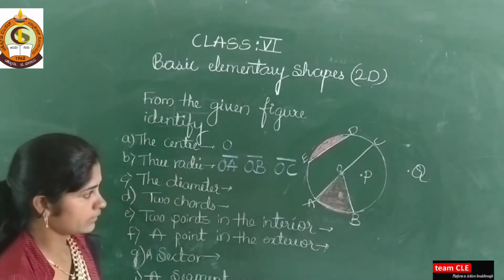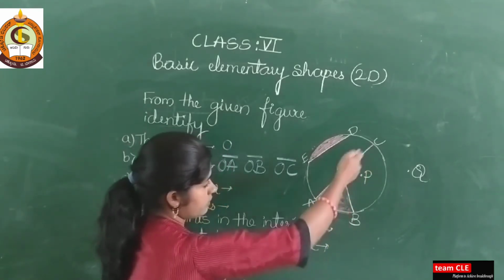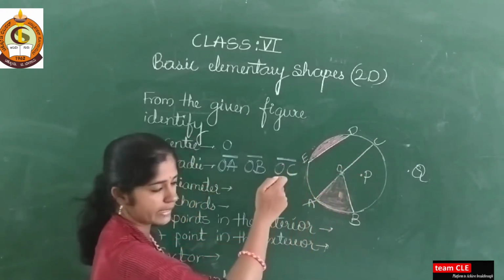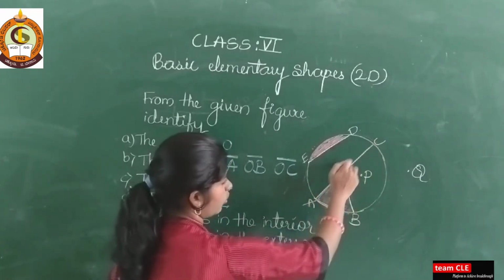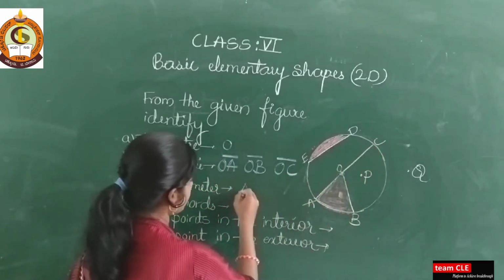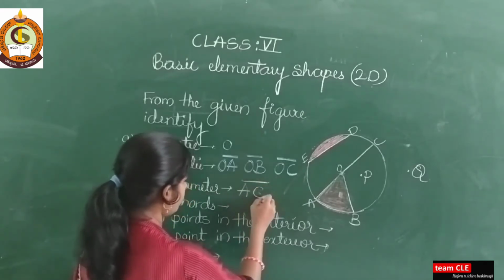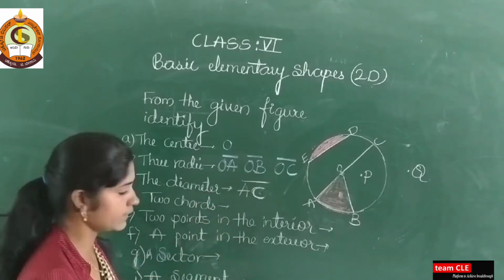So the diameter, tell me where is the diameter. The line joining two points on the boundary of the circle and passing through the center is AC. Okay, AOC, but you represent it like this, AC. And this is the symbol of what? Again, that is also a line segment, so represent it like this.